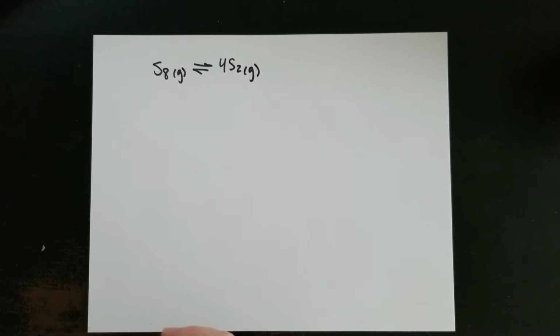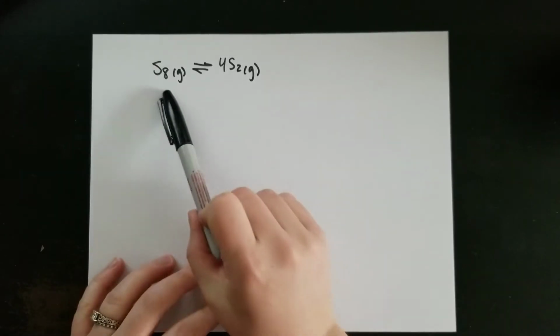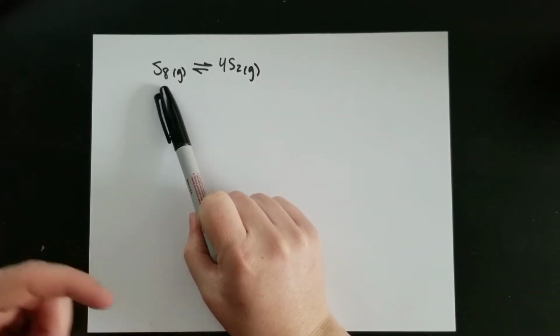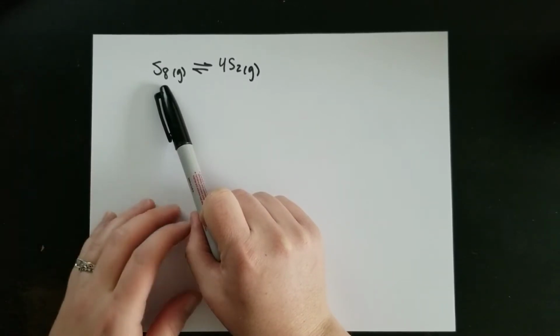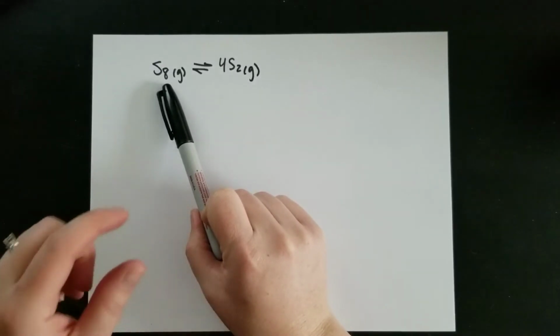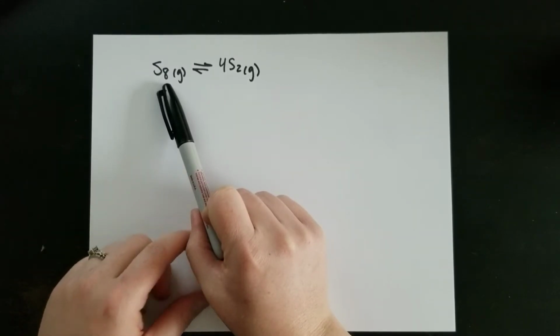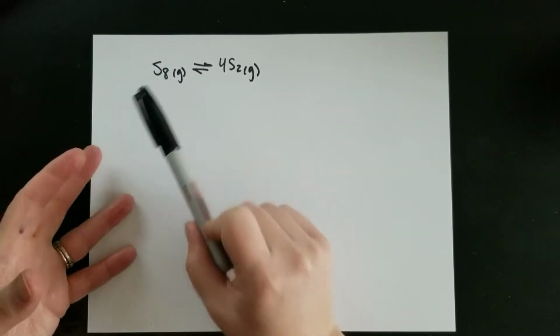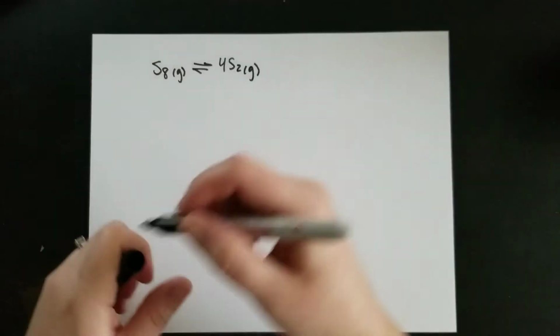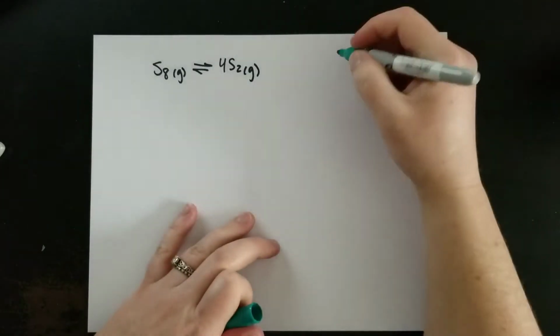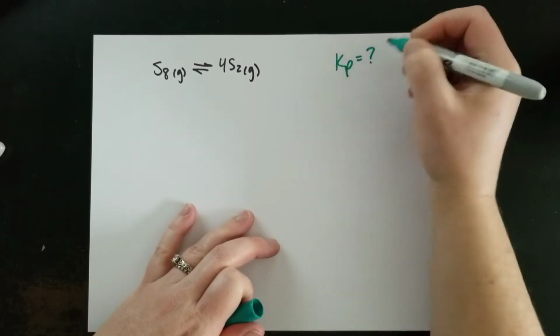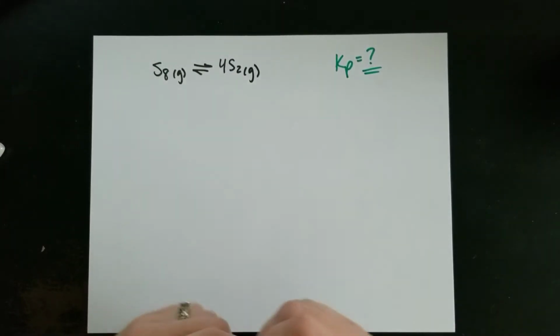And we're told that this reaction is happening at 25 degrees Celsius. We're also told that initially we have 1 atmosphere of S8 gas, and that's being placed into a sealed container, and then it's being heated until we get to a partial pressure for the S8 of 0.25 atmospheres. And then what is Kp is what it's asking. So our goal here, write this down, our goal is to figure out what's Kp.